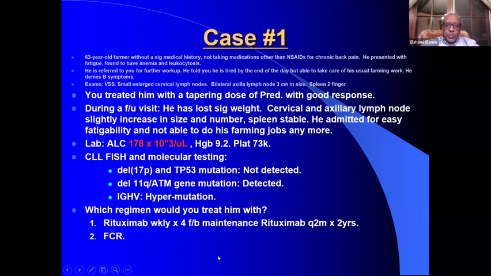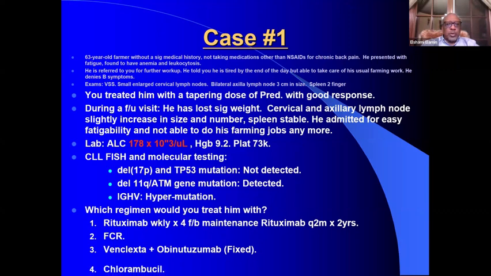Would you treat him with Venclexta and obinutuzumab? Fixed regimen means Venclexta, you give it for 12 months, obinutuzumab or Gazyva, you give it for 6 months. This is what we call fixed regimen. So this is a 12-month treatment. So would you treat him with that? Or would you treat him with chlorambucil, conventional chemotherapy?